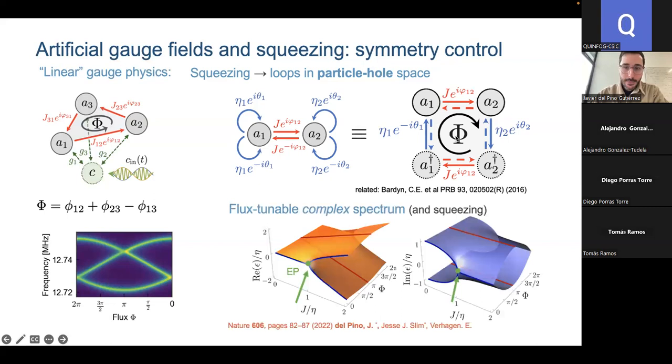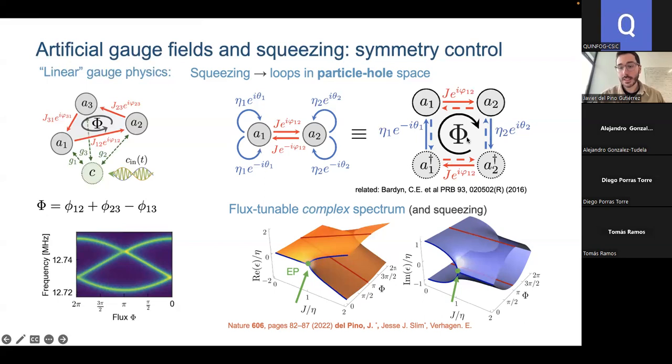The main effect that it has is that, the same way as it happens for a Hermitian system, it allows you to change the energies. So this is now the complex eigenspectrum for this system as a function of the ratio between the coupling and the squeezing, and as a function of this effective flux. So you can see that basically these surfaces can be moved around as a function of the flux. And this is now an effect that has no direct analog in fermionic systems, because it relies on squeezing in this case.